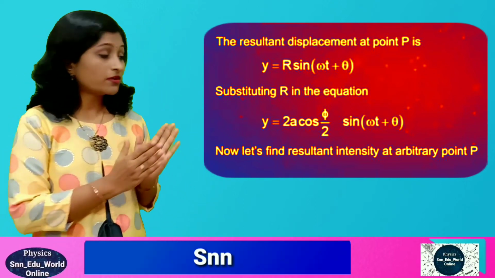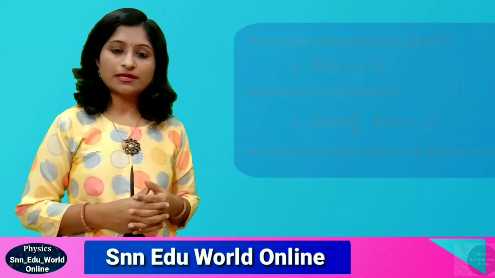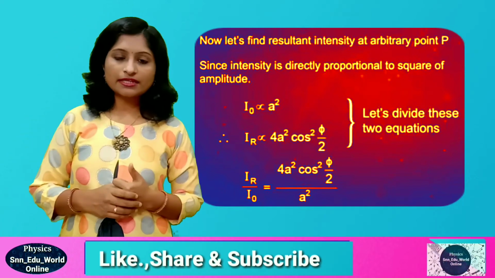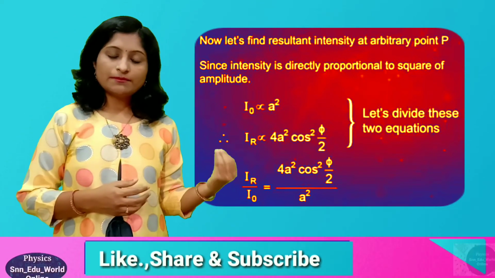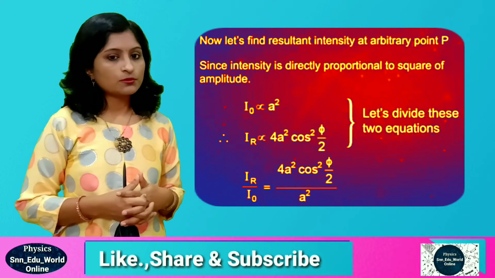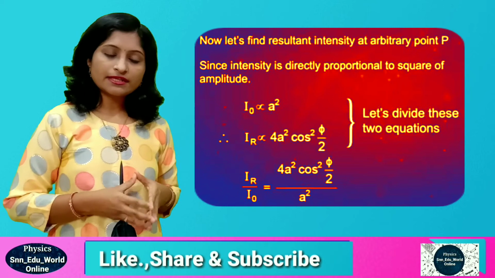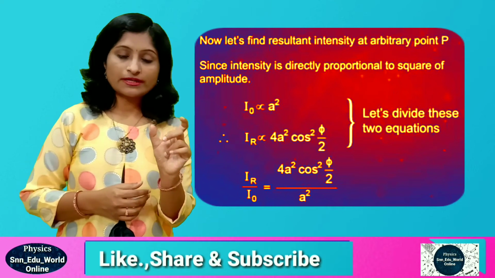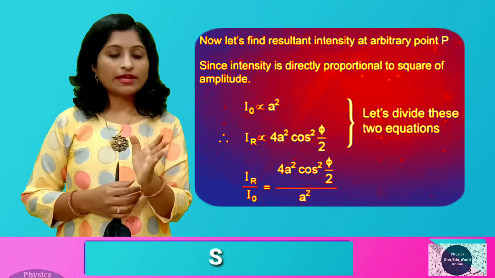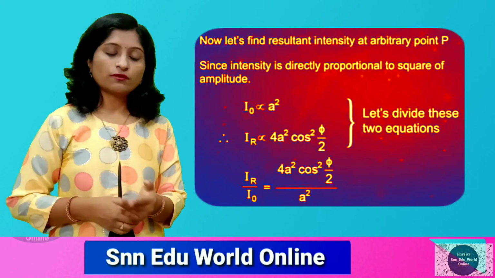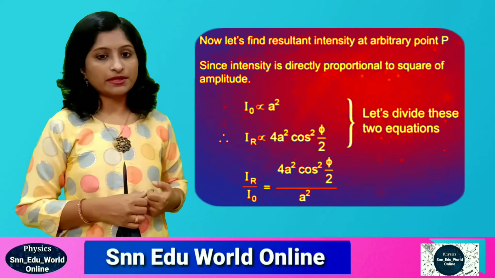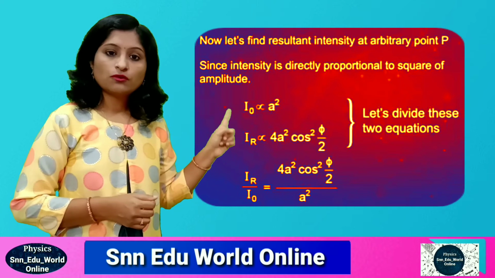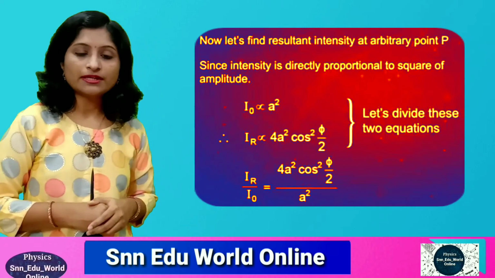Now here the first term represents the amplitude. R means amplitude, so 2a cos phi by 2 is the amplitude. So we know that intensity is directly proportional to amplitude square. And if the original intensity is I naught, then I naught is proportional to a square. Now the resultant intensity IR is proportional to amplitude square. Means what is the amplitude here? 2a cos phi by 2. So the square will be 4a square cos square phi by 2. So in the next step I have written here IR proportional to 4a square cos square phi by 2.